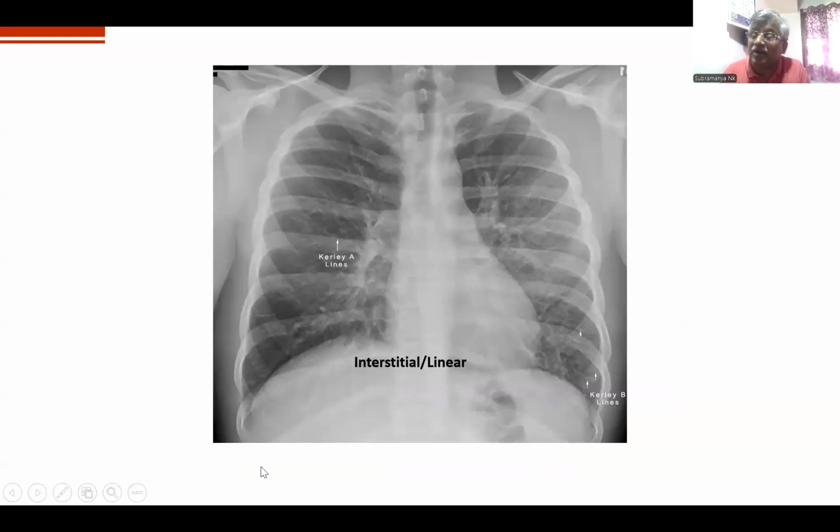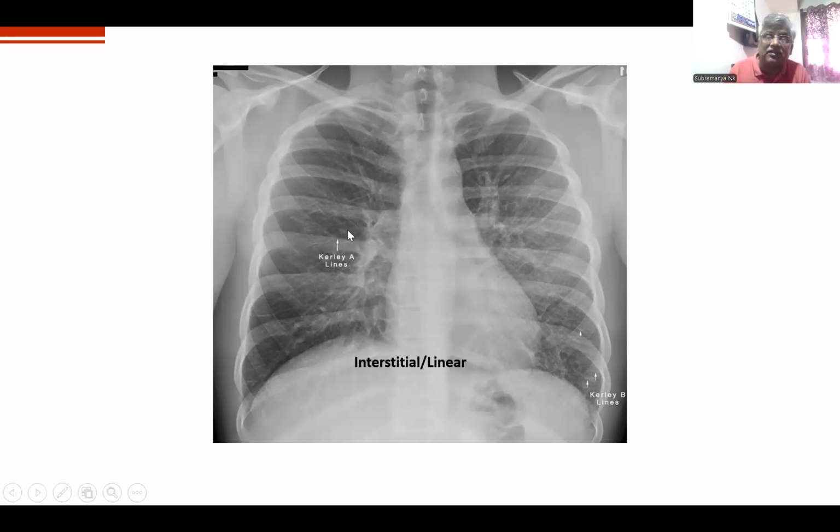You have read this in your textbooks, you have forgotten. Curly A lines, horizontal lines, curly B lines, which are vertical lines, C lines, which are broken lines. These are interstitial fluid in congestive cardiac failure. Understand? They are the fluids in between the acini or alveoli, which will appear like lines. And they don't radiate from the hilum. That's why we say curly A and B lines are seen in the peripheral fields.